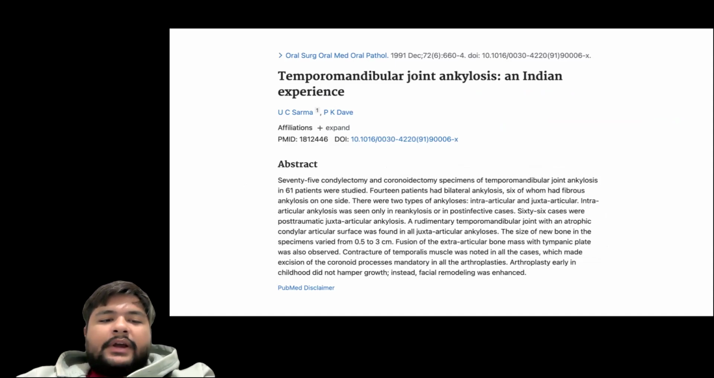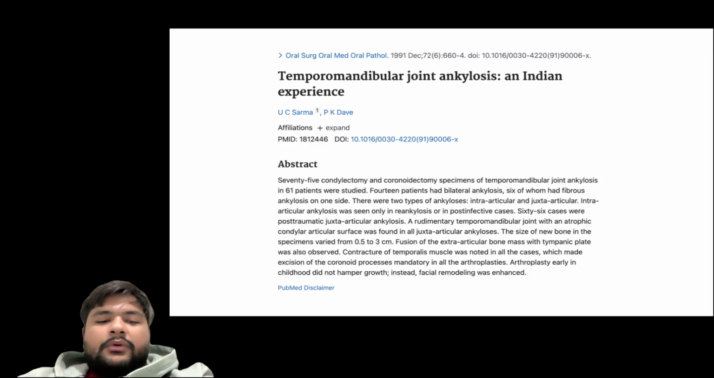So 75 condylectomy and coronoidectomy specimens of TMJ ankylosis in 61 patients were studied. 14 patients had bilateral ankylosis, 6 of whom had fibrous ankylosis on one side. There were two types of ankylosis, intra-articular and juxta-articular. Intra-articular ankylosis was seen only in re-ankylosis or in post-infective cases. 66 cases were post-traumatic juxta-articular ankylosis. A rudimentary temporomandibular joint with an atrophic condylar articular surface was found in all juxta-articular ankylosis.